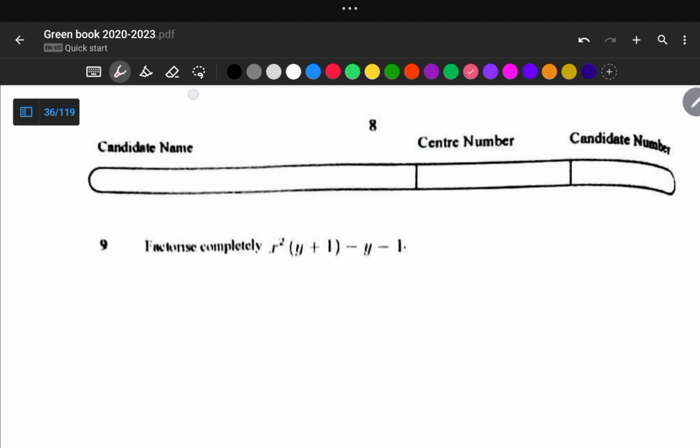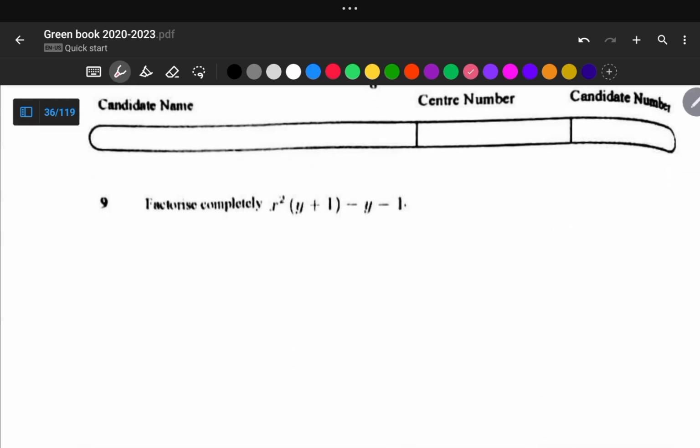And let us move on to number 9. In number 9, we are required to factorize completely, and we are having x squared times y plus 1 minus y minus 1. So we are having x squared times y plus 1 minus y minus 1.